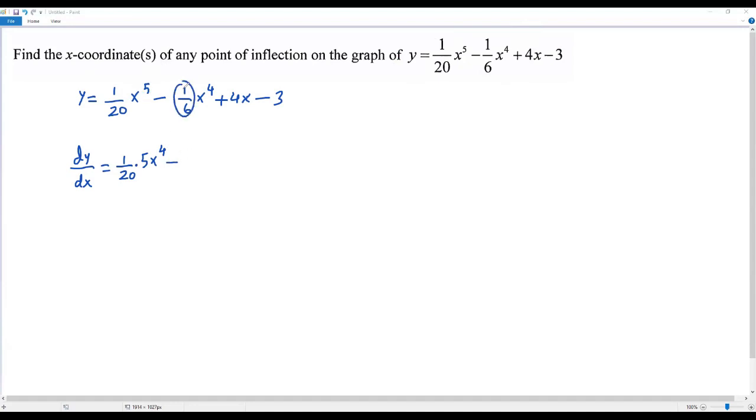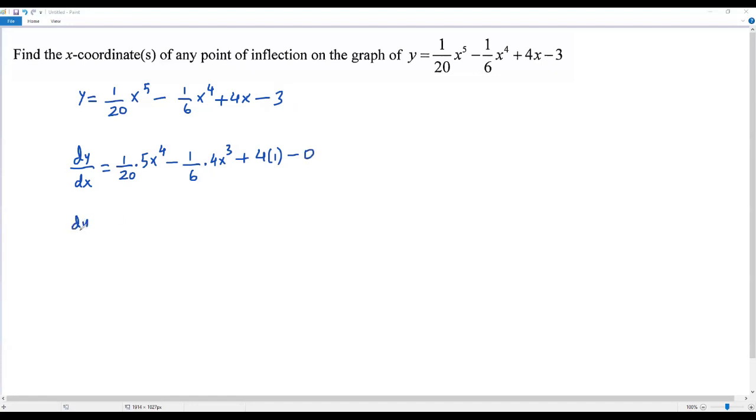Negative, again 1/6 is a constant multiplied by the variable, so I keep this constant as it is. The derivative of x to the fourth power, using the power rule, is 4 times x to the third power. Positive, here the constant 4 is multiplied by the variable, so we keep the constant 4 as it is. The derivative of x with respect to x is just 1. Negative 3 is just a constant, and whenever I find the derivative of a constant, it becomes 0.